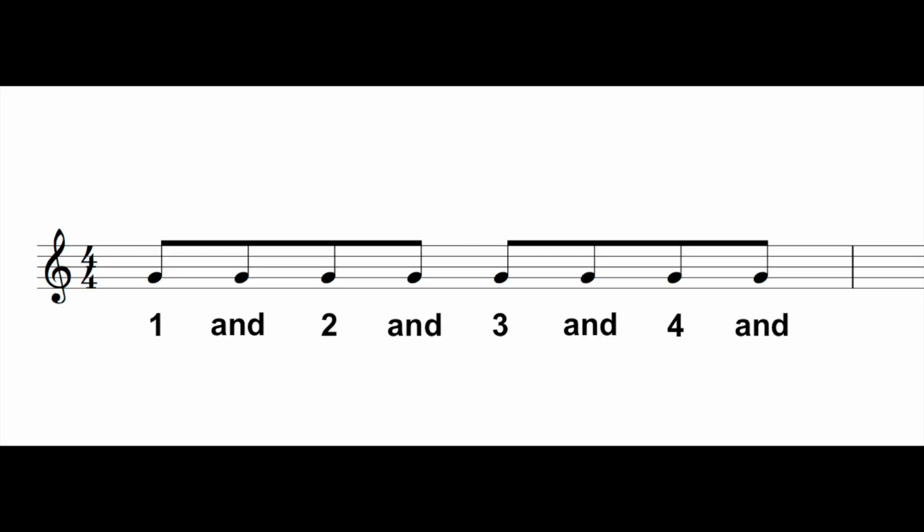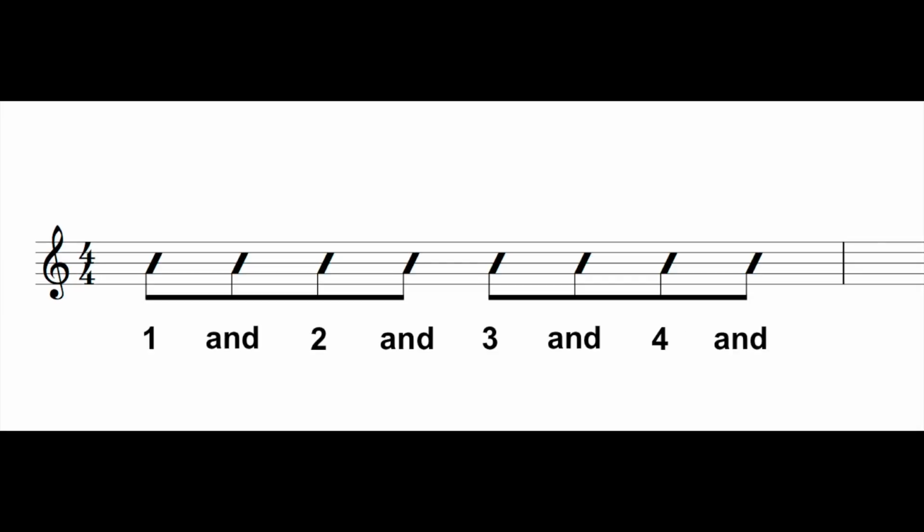So I'll just play a single note of a single line of eighth notes. 1 and 2 and 3 and 4 and. Now here's the same rhythm, but written with slashes. So you can use this for chords, like so. 1 and 2 and 3 and 4 and.